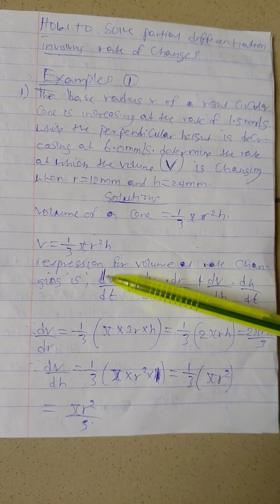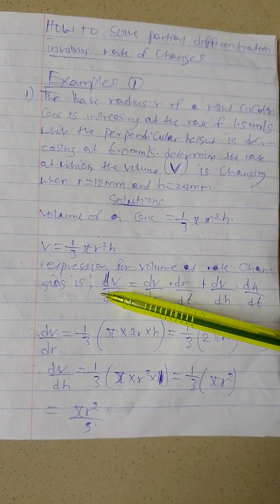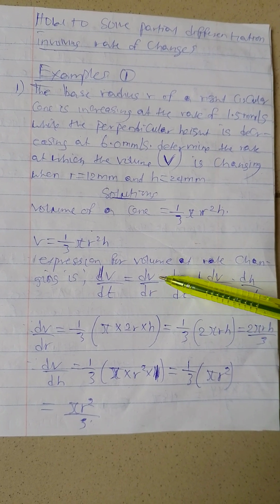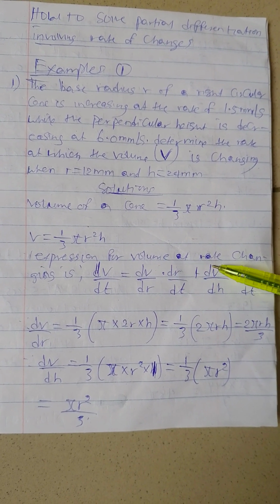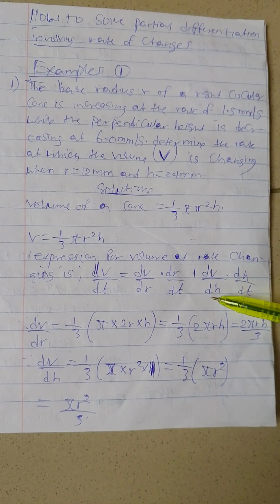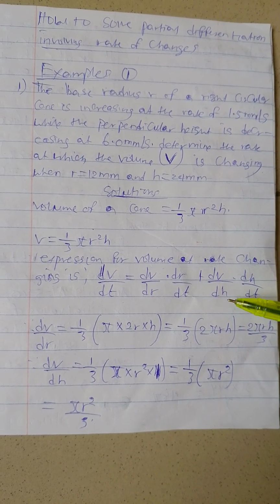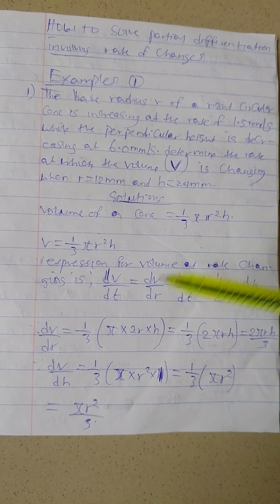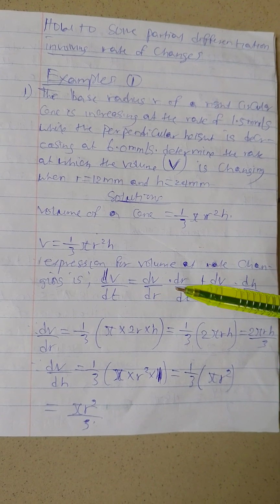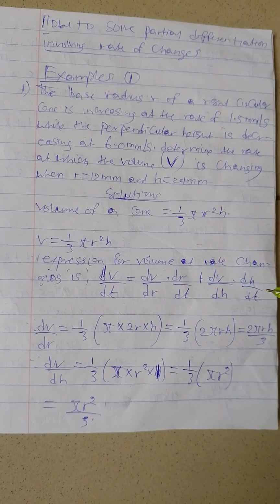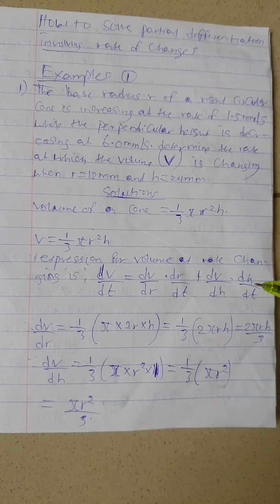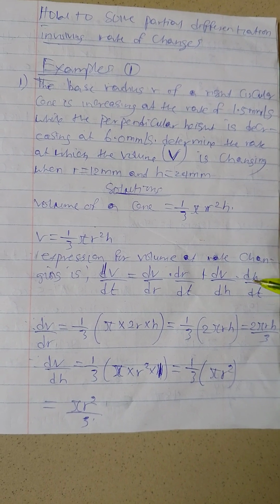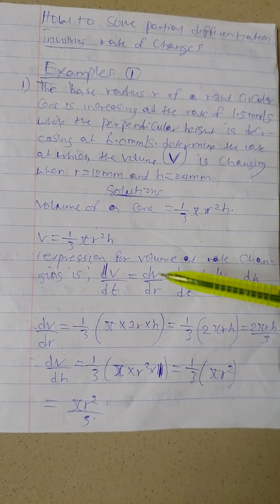Now therefore that becomes dV over dt, our rate of change in volume, is equal to dV over dr times dr over dt, plus dV over dh times dh over dt. You understand? Now this dr over dt is a rate. It simply means the rate of change of radius, while this dh over dt simply means the rate of change of height. Now therefore let's input everything inside this formula.